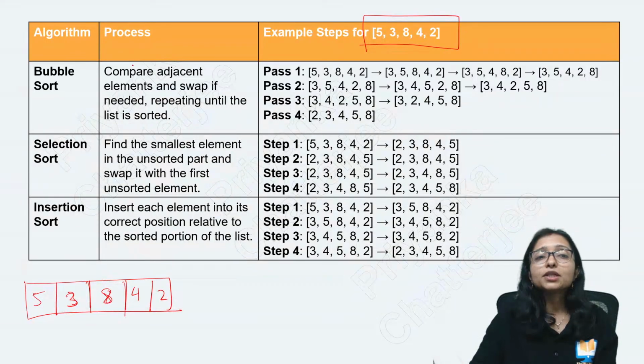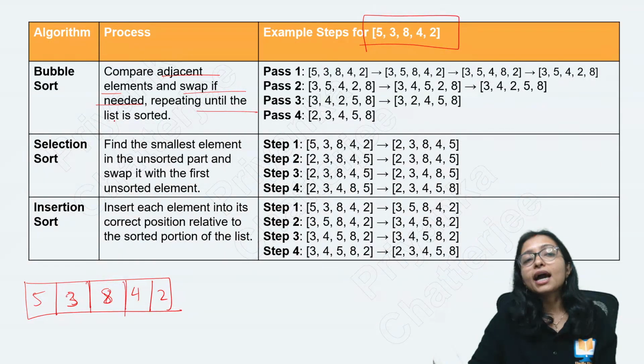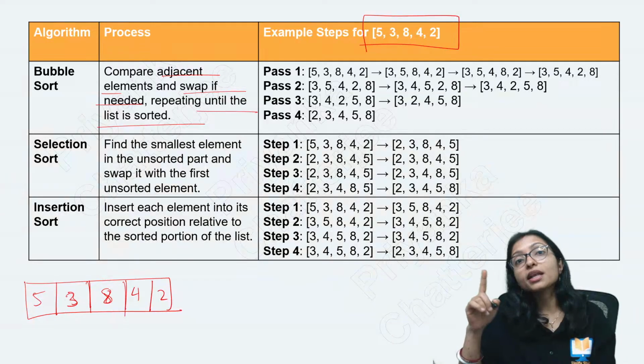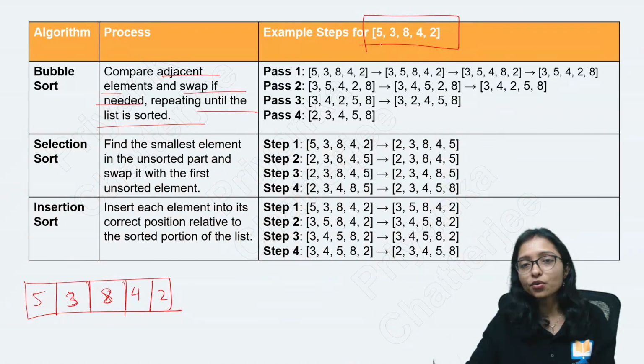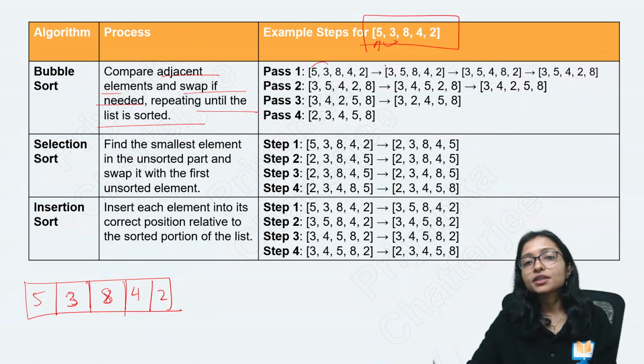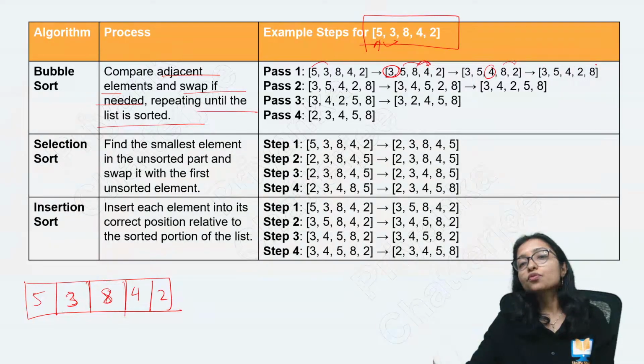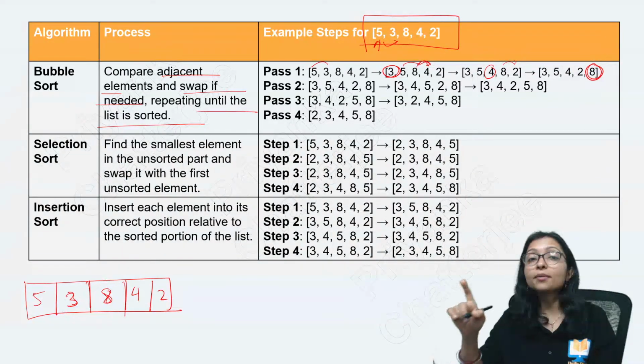So what is bubble sort? Bubble sort is comparing adjacent elements and swapping if needed, repeating until there is no more swapping between adjacent elements. In the first pass, what will be going on? 5 is compared with 3. 3 is less than 5, that's why they swap. After that 5 is compared with 8. It stays in the same position. After that 8 is compared with 4, so they swap. After that 8 is compared with 2, so finally 8 swaps here. This is the way bubble sort is working.